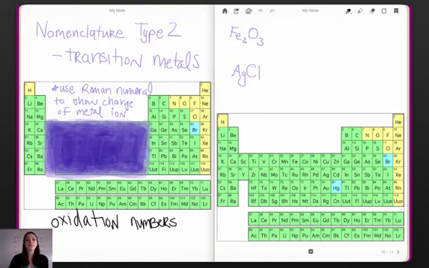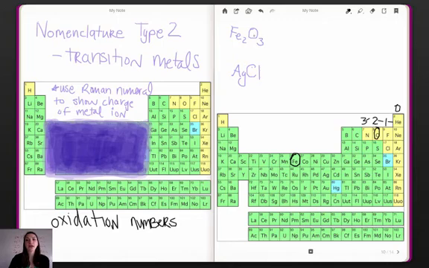So we've got Fe2O3. If I look on my periodic table, Fe is right here. It's a transition metal, so I know it's a type 2. Now I need to figure out what charge it is. I don't know what the charge is here, so I have to work backwards from my nonmetal. My nonmetal, oxygen, is a 2 minus charge. 1 minus here, 0 charge, 3 minus here. So oxygen is a 2 minus charge.